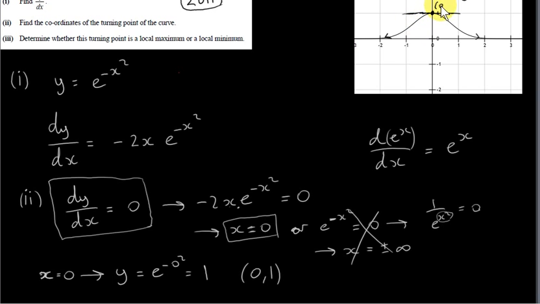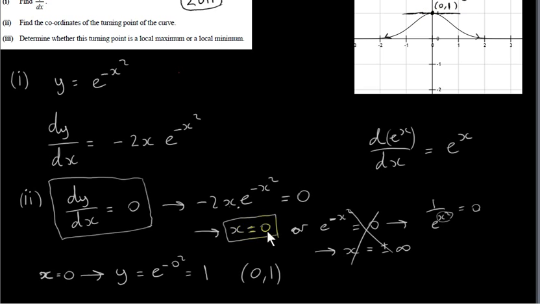So the x value is 0. So the y value is got by going to the equation of the curve, which is y equals e to the power minus x squared, and plugging 0 in for x. So we get e to the power minus 0 squared. Well, that's just e to the power of 0, and e to the power of 0 is 1. Any number to the power of 0 is 1. So the coordinates of the turning point is (0, 1).